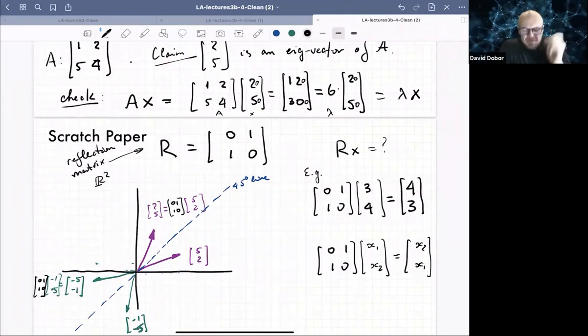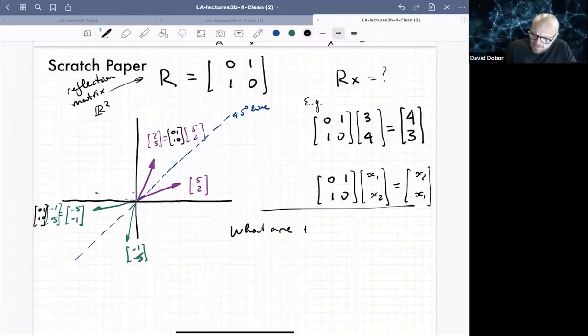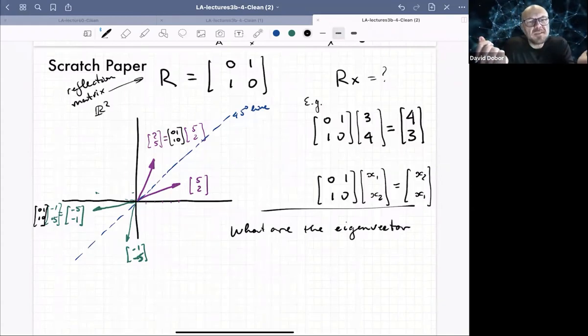Now to the main question. What are the eigenvectors? Can you name an eigenvector? By the way, the procedure is that we'll first find the eigenvalues, and each eigenvalue will have an associated eigenvector. But here we can guess the eigenvectors exactly, immediately.